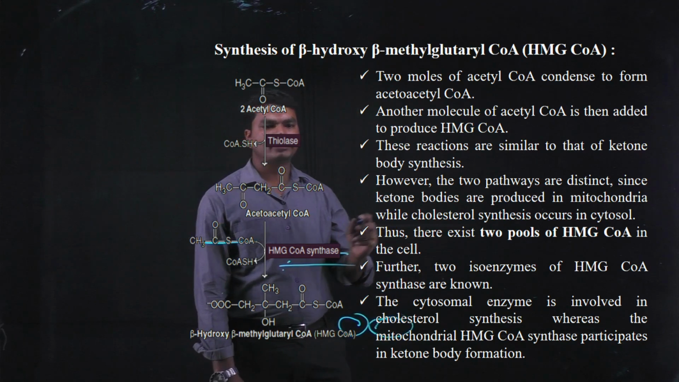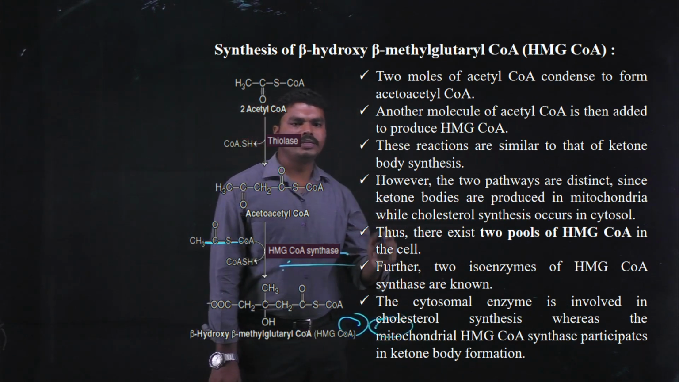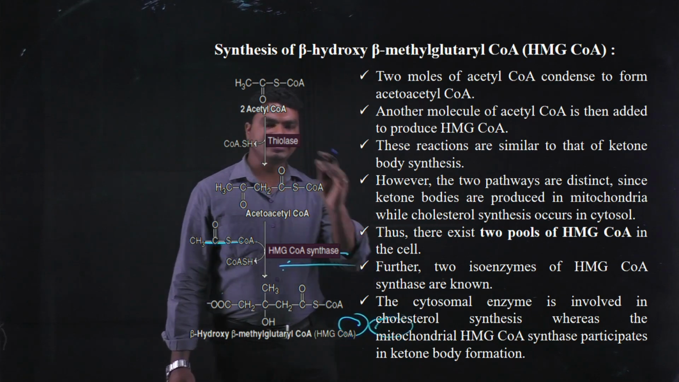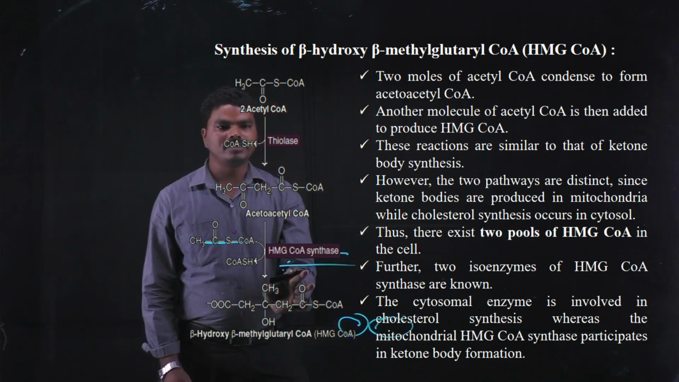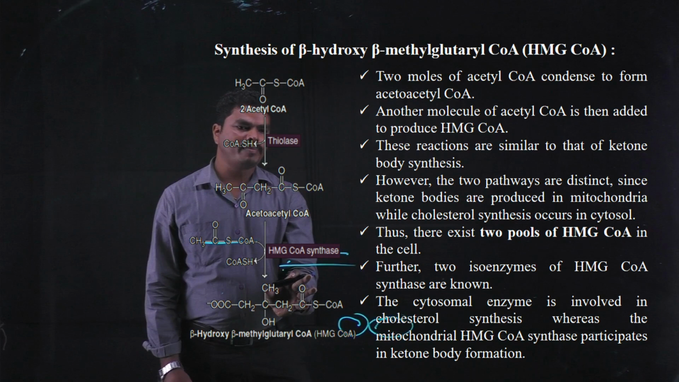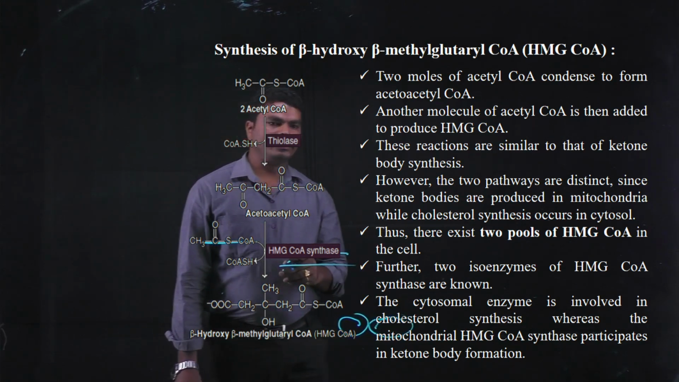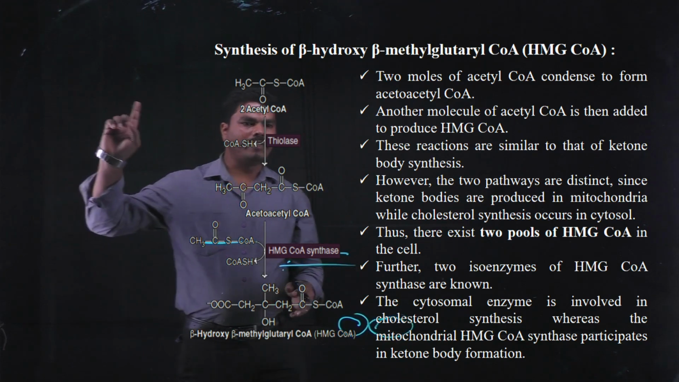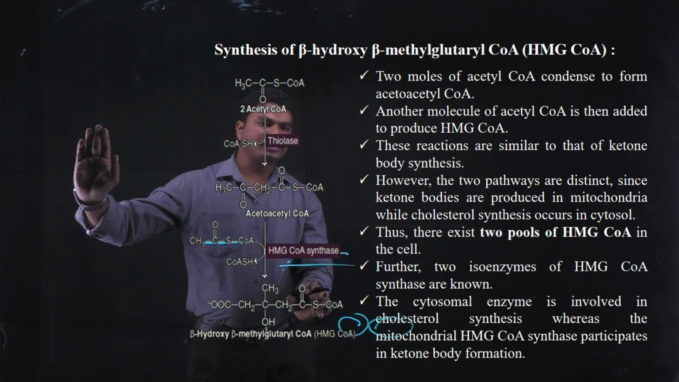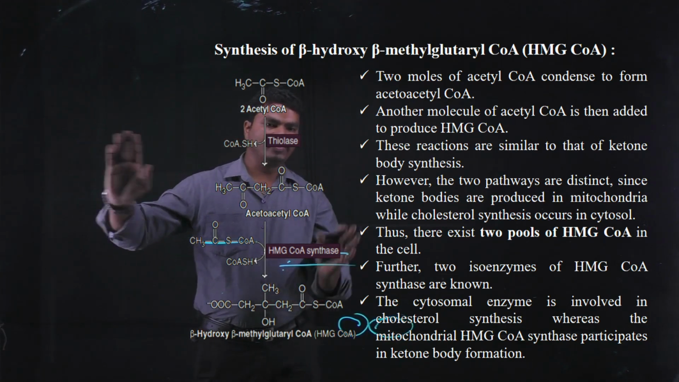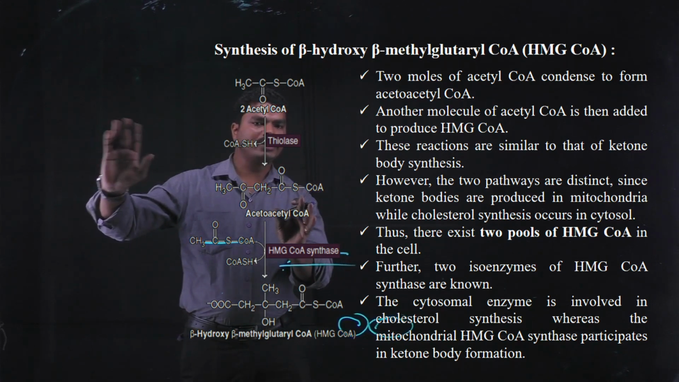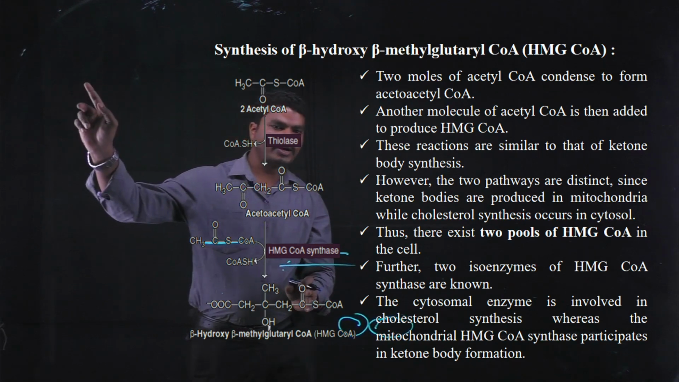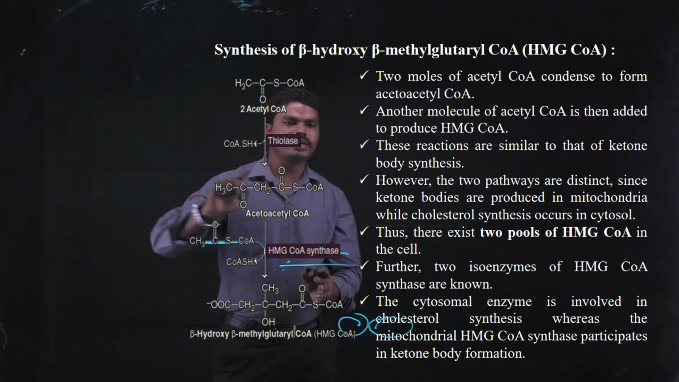However, the two pathways are different since ketone bodies are produced in the mitochondria, while this biosynthesis of cholesterol happens in the cytosol. So ketone body synthesis happens in the mitochondria, but cholesterol synthesis occurs in the cytosol. Okay, so both are similar. The reactions are similar, but the location of these pathways is different. That occurs in the mitochondria, and this occurs in the cytosol of the cell.